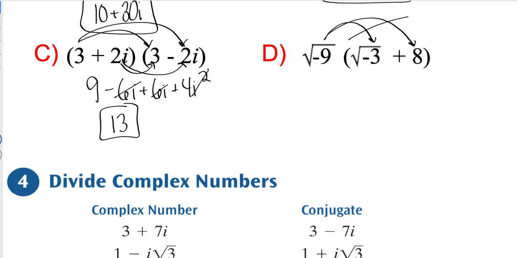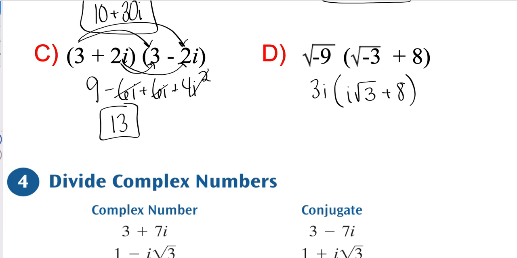So again, what you might want to do is start doing that, but we can't do that. What do you need to do first? Because the negatives are underneath there. You have to change it to bi form. I have to bring the i out, okay? And this is actually going to be a nice perfect square. So this is 3i, and then this one is i root 3 plus 8. Now we are allowed to do the rules where we can multiply things.